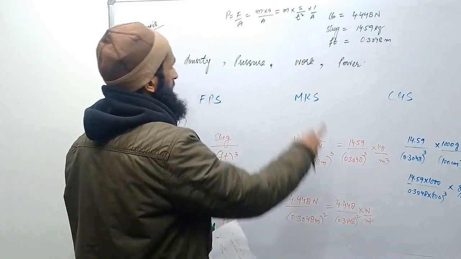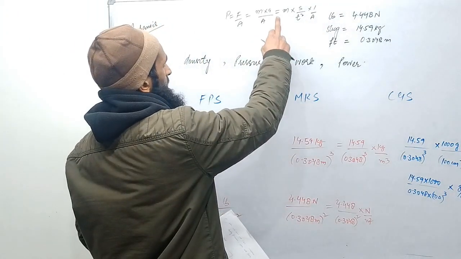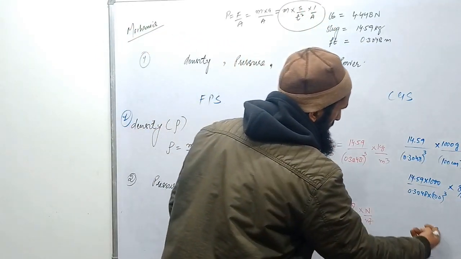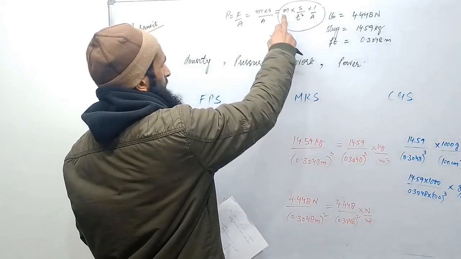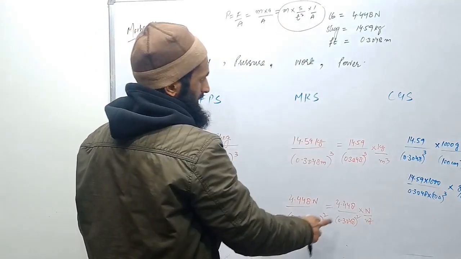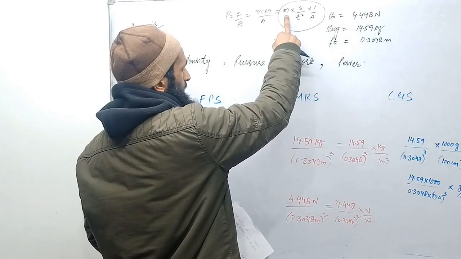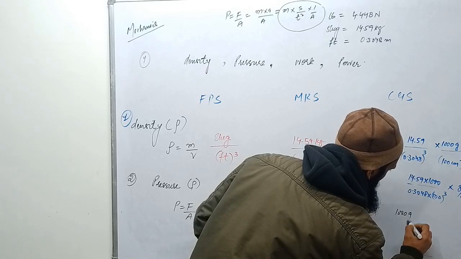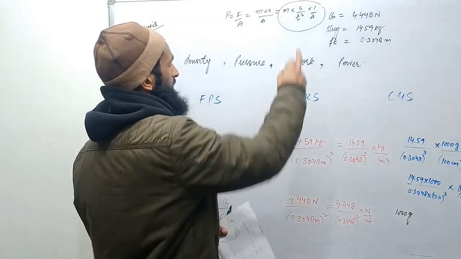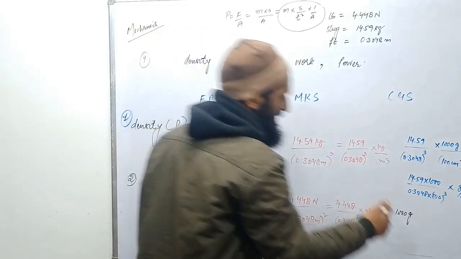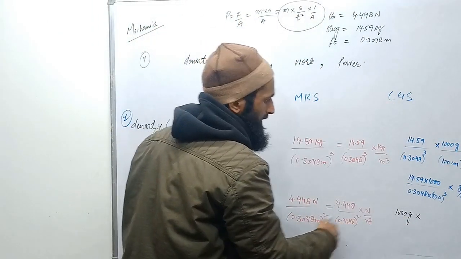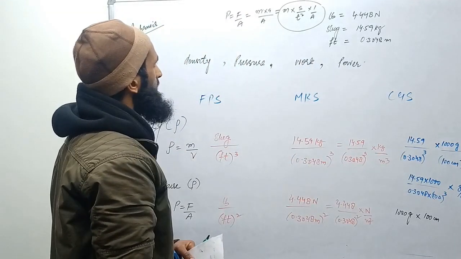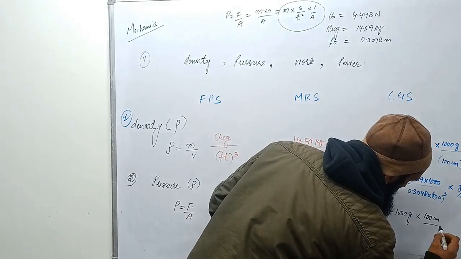It means that first we have to consider this quantity here, and then from here we have to convert into CGS system. Okay, so the unit of mass in MKS system will be kilogram. When we convert it to CGS system, it will be 1000 gram. The unit of distance here will be meter, and here it will be 100 centimeter. And the unit of time is second.